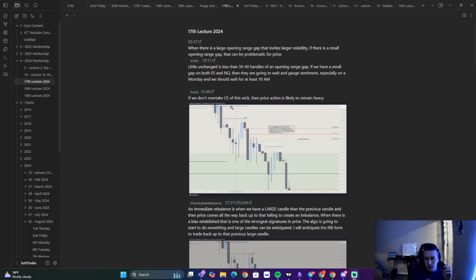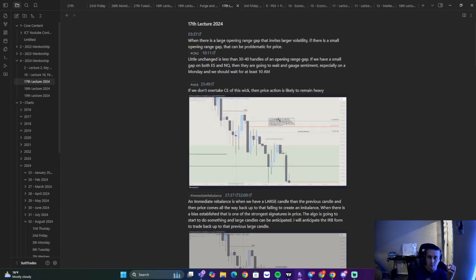But what I did Monday is I was actually looking at ES because I knew that NQ had already filled in its opening range gap. But if we looked at ES, it still had portions of that unfilled, and a little unchanged is less than 34 handles on the opening range gap. So just kind of like the new week opening gap, new day opening gap.